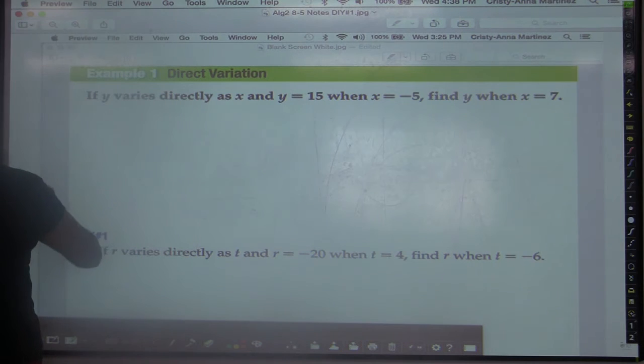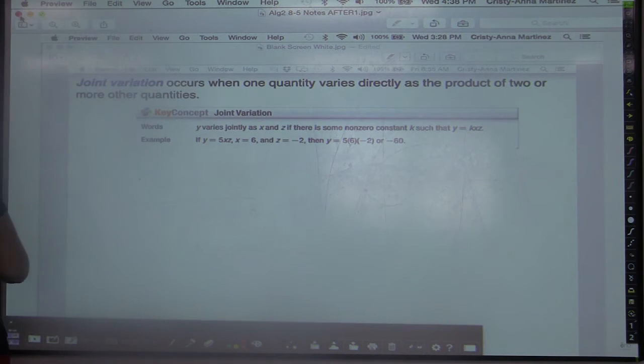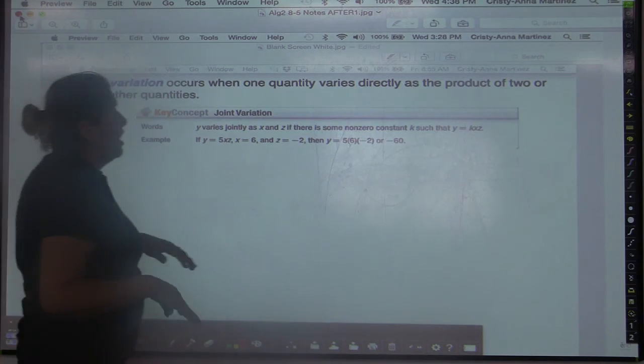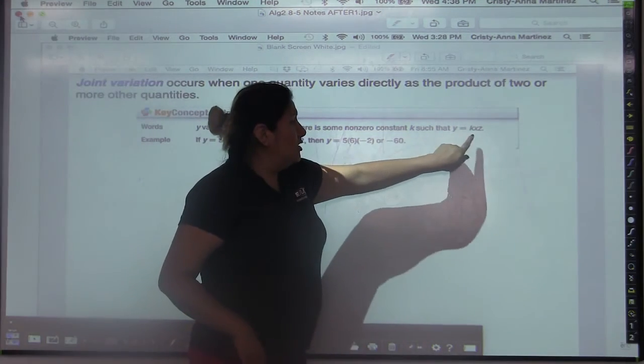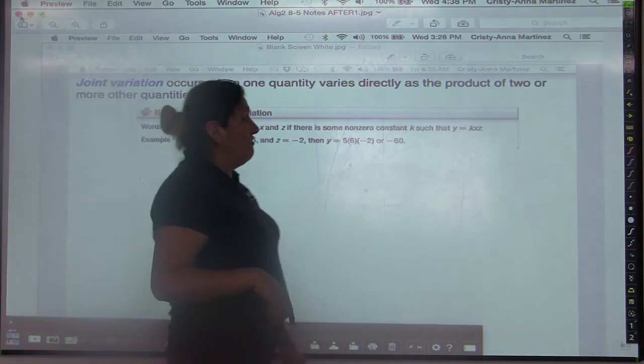Then we will go on to another type of variation, which is joint variation, which means just that. Joint variation means like together, right? You join things together. It occurs when one quantity varies directly as a product of 2 or more other quantities. So instead of just having y equals kx, you could have something like y equals kxz. So there's 2 variables there. Again, k is a constant, but x and z are both variables.